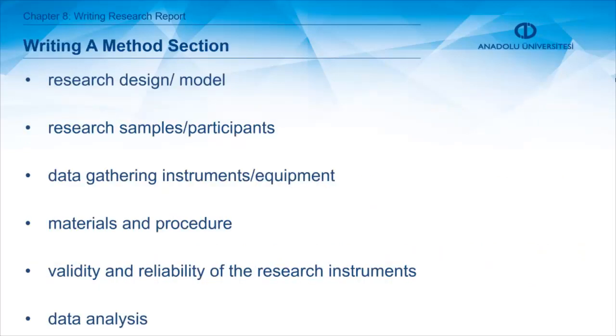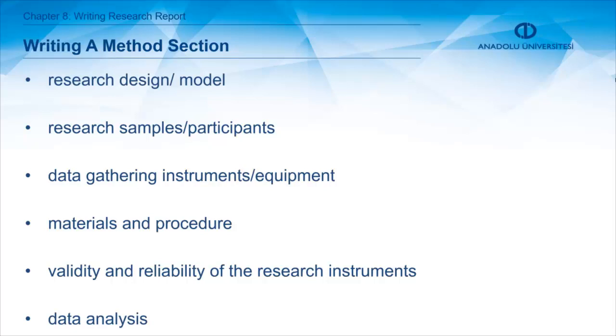And probably the heart of your research report will be the methodology section, in which you mention your research design, research samples, data gathering instruments, materials and procedure, validity and reliability, and data analysis part. For example, in your method section, if your research is a quantitative one, you need to mention whether it's a survey design or experimental design. If it's a qualitative research, you need to mention whether it's grounded theory or phenomenology or ethnography. All those research designs are written under research design in the methodology section.